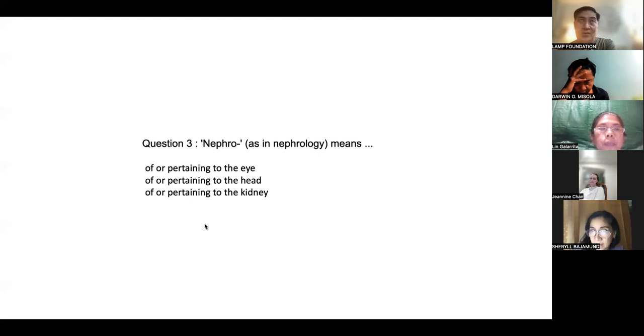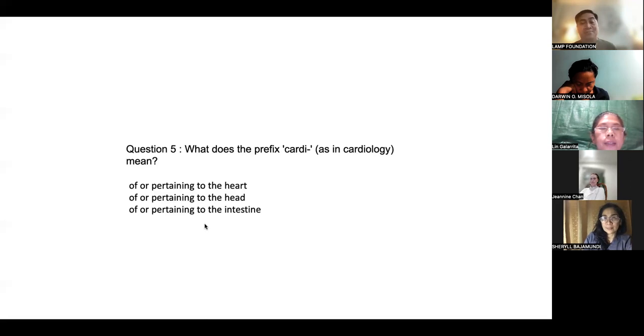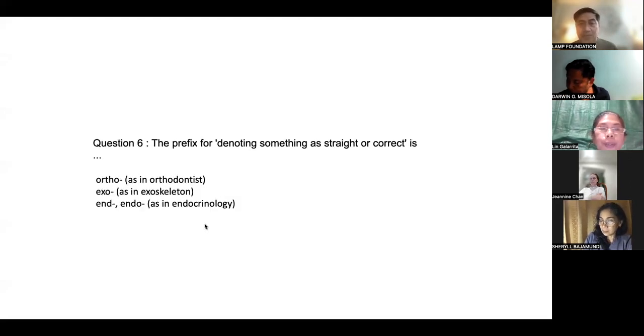Okay, what about... never mind. Which of the following prefixes means inside or within? Endo as in endocrinology. What does the prefix cardi as in cardiology mean? Of or pertaining to the heart. The prefix for denoting something as straight or correct is?